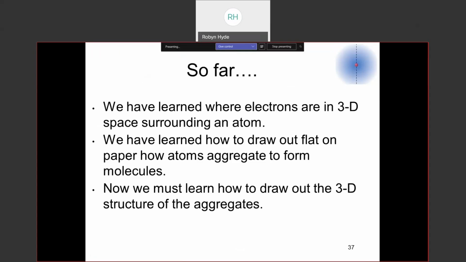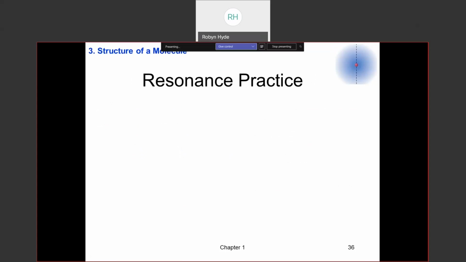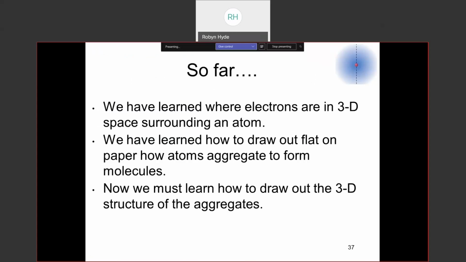Okay, so resonance practice. We're not going to get to more resonance practice right now. This is something that I think we'll pick up on Monday after you've had a chance to do more reading. Or I might send you some extra resonance practice that you could do at home over the weekend to get ready for Monday. So we're going to move on to our next topic, but after a break.